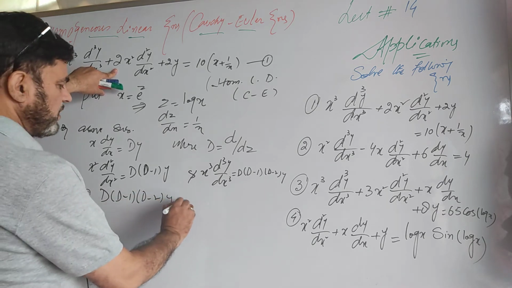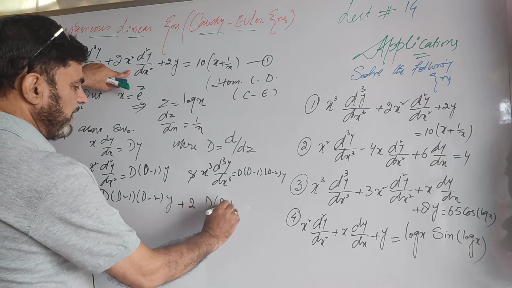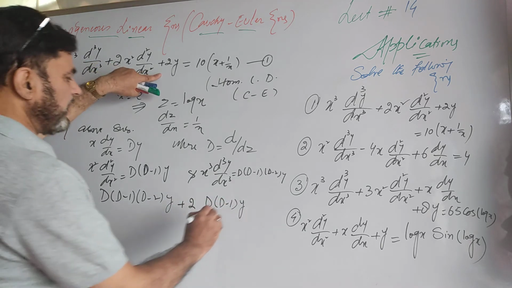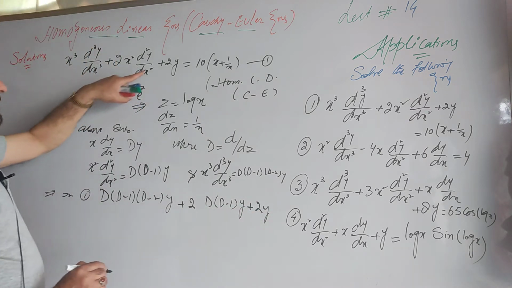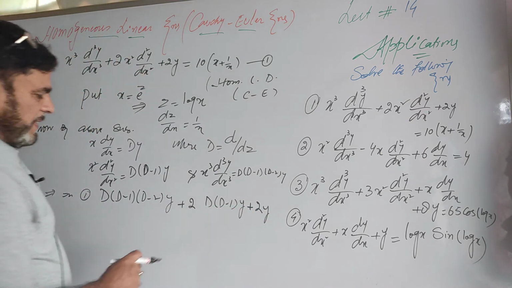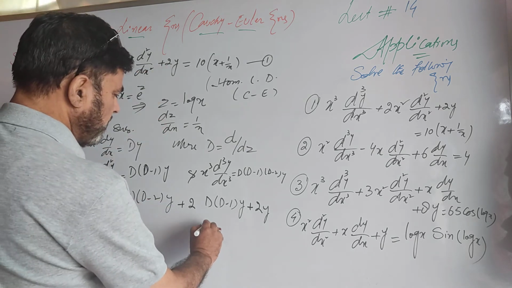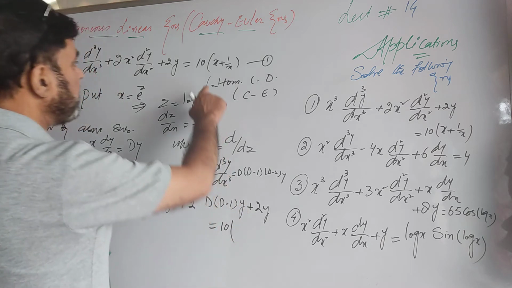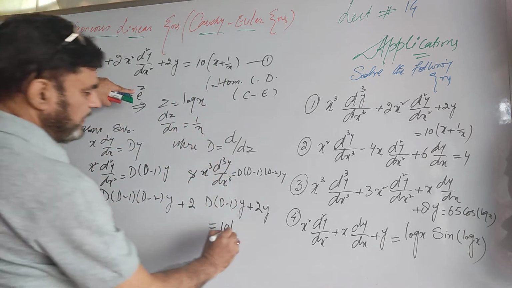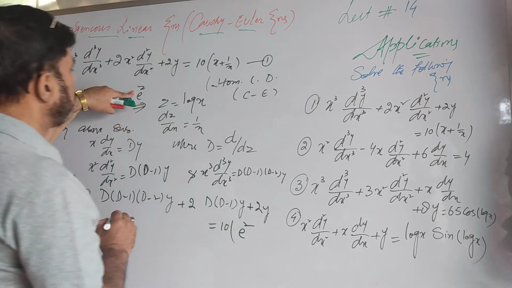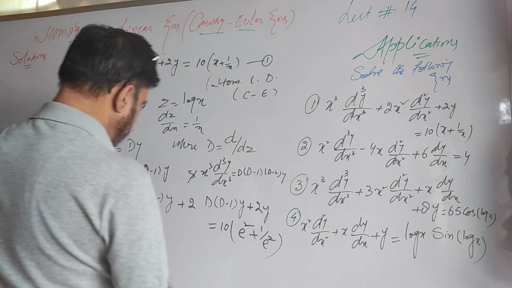Then the constant 2 will be here, 2. What is x square d2y by dx square? It is D into (D minus 1)y. Then plus 2y. You don't have x dy by dx here, so we write only 2y. It is equal to 10. What is this x now? Look here, your x is e raised to power z, so write e raised to power z. What is 1 by x? That will be 1 by e raised to power z.